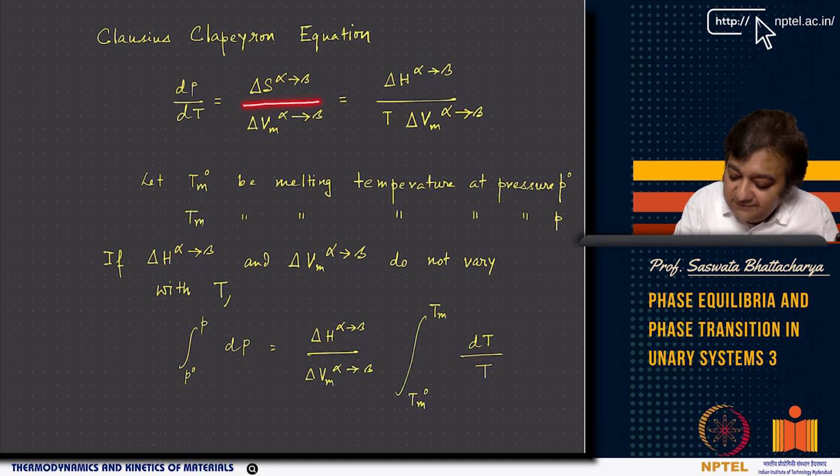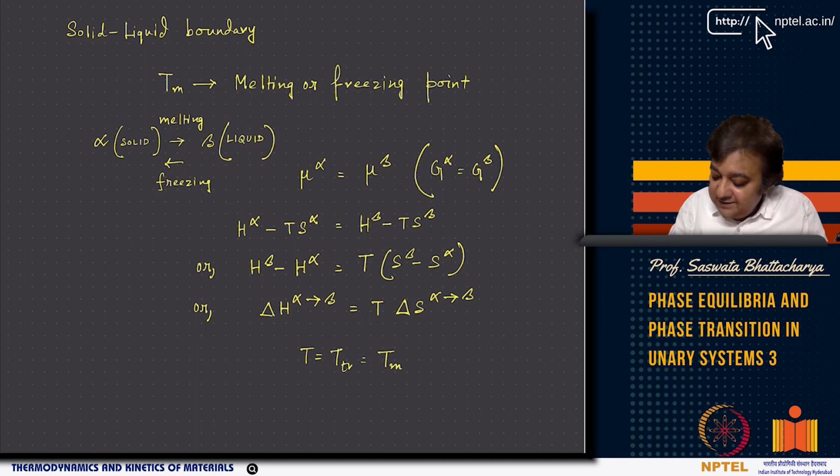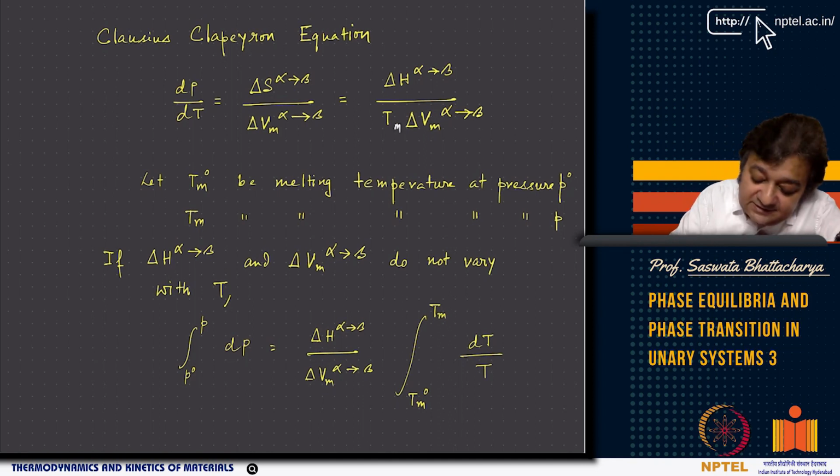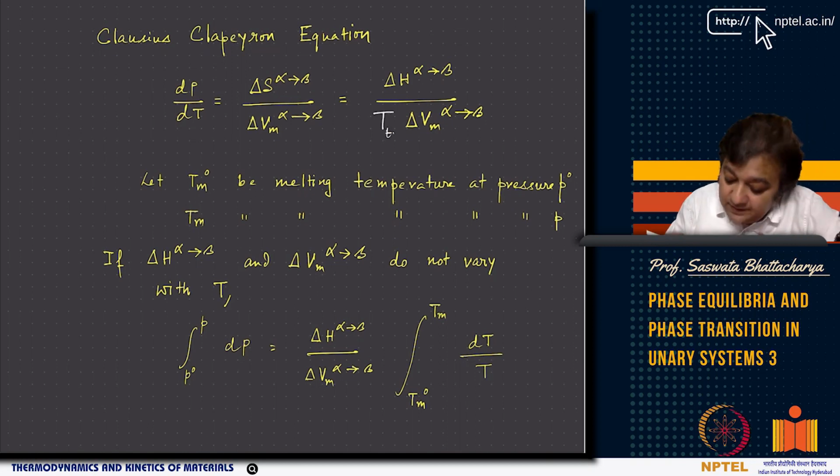Delta S alpha to beta over delta Vm alpha to beta, which can be represented, since delta H alpha to beta is Tm delta S alpha to beta, as delta S alpha to beta equals delta H alpha to beta by Tm, right? So basically this becomes delta H alpha to beta by T into delta Vm alpha to beta. Now this T is nothing but Tm, right? Now let us think of this. This is a general Tm, which is the melting point, the transition temperature. This transition temperature is a function of P and T, right? It can change as a function of pressure.